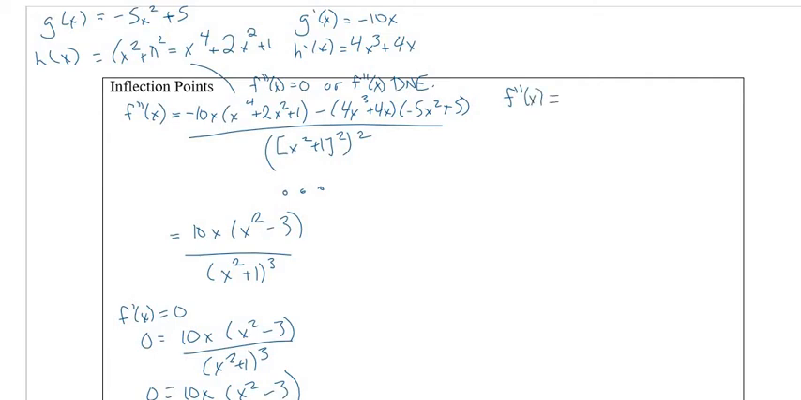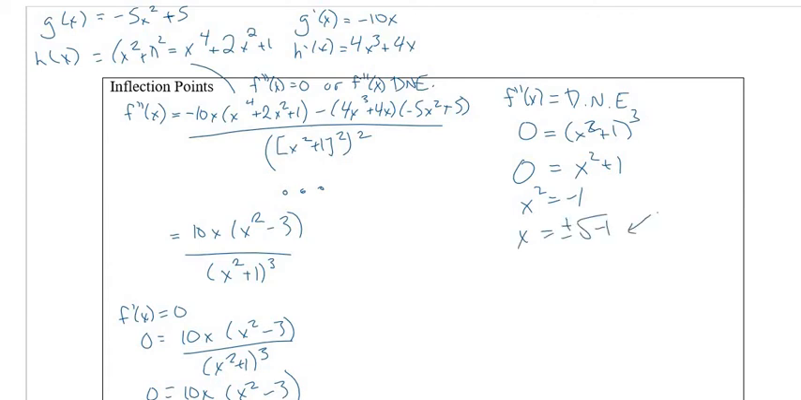So f prime of x, we want to find the spots where it does not exist. So any spots where our denominator is equal to 0 or we divide by 0 are going to be spots that we have to check. So we're going to set our denominator for our second derivative equal to 0. So we're going to take the cube root of both sides. So cube root of 0 is 0. And then we get x squared plus 1, or x squared equals -1, or x equals positive or negative square root of -1. So there's not any real numbers there, so no asymptotes.